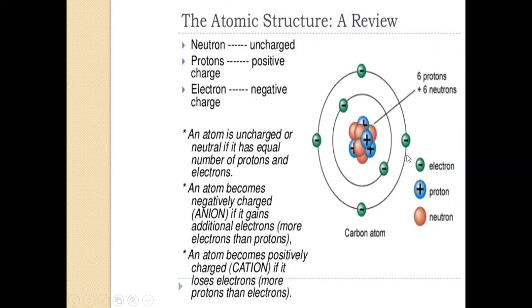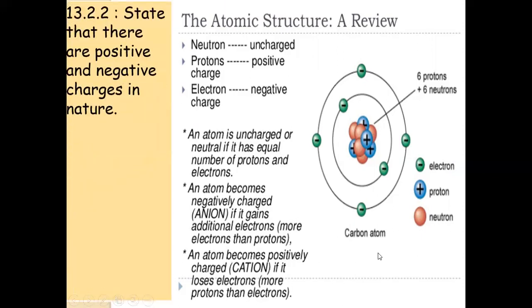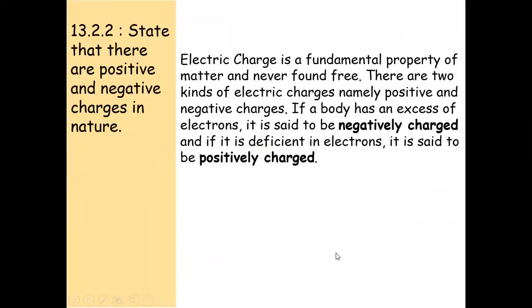If this atom loses an electron, it means it has a greater number of protons than electrons, so it will become positively charged. And if it gains an electron, it means it has more electrons than protons, so it will become negatively charged. That's why the atom becomes negatively charged if it gains an electron, and positively charged when it loses an electron. So we can say that there are positive and negative charges in nature, and you can see this is the structure of every atom.